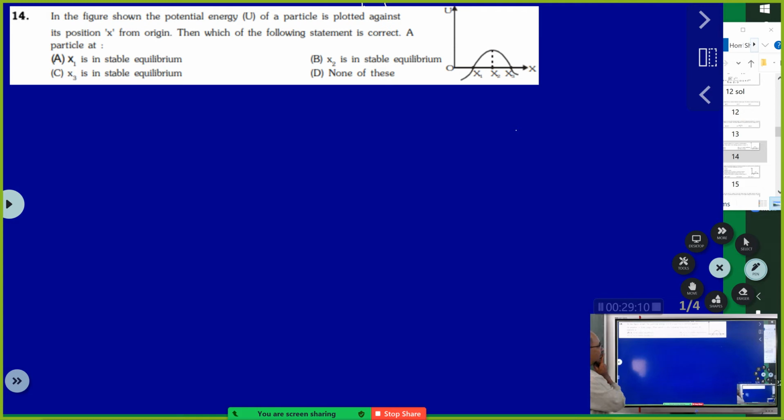So the potential energy U. Yeah, this is again a very basic problem.